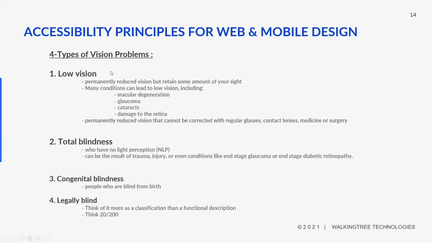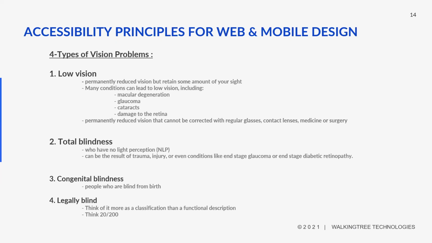Coming to the next slide, when I talk about vision, there can be four categories of people that come under vision problems. There can be the person with low vision, that is, permanently reduced vision but with some amount of sight. The reason could be many. It could be a medical condition, as you can see in the slide. It could be due to some accidents. This cannot be permanently corrected, but they have some amount of sight that they can look into. So we have to consider those people for sure.